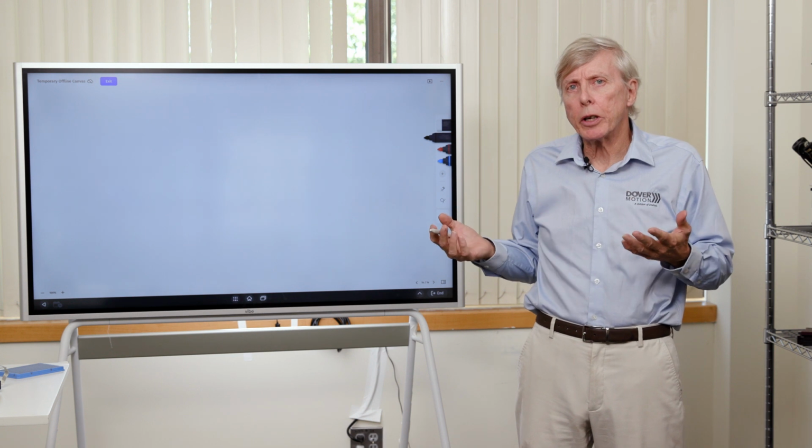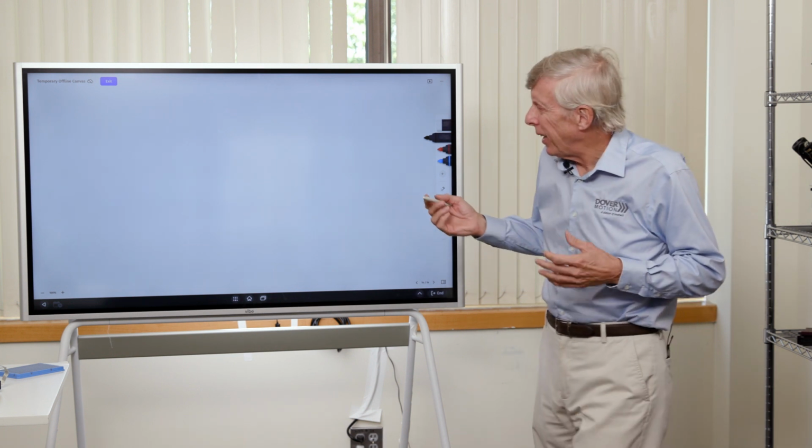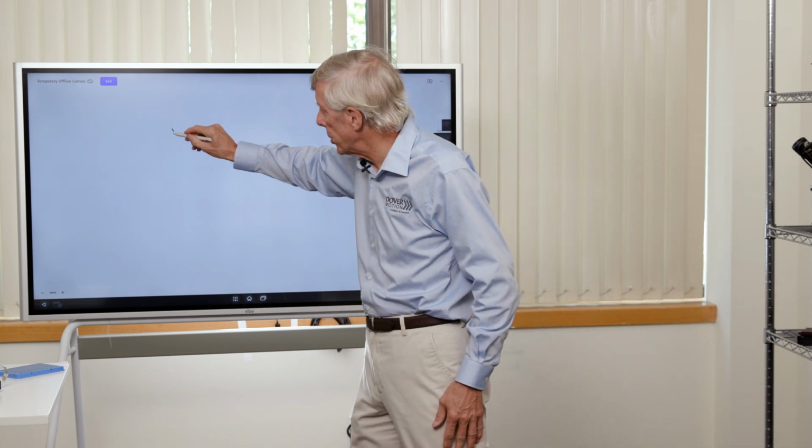Now, if we go back and look at a typical move profile, and again, we prefer to do it in terms of velocity versus time.